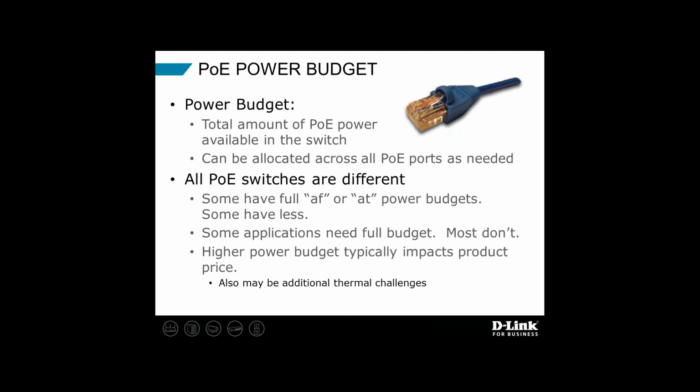Now, all PoE switches are different when it comes to power budget. Some of them actually have what would be called a full AF or full AT power budget, meaning full AF, which is 15 watts, meaning it could concurrently power 15 watts across all ports. AT, a full AT switch, would be 30 watts across all ports concurrently. A lot of PoE switches have less than that in their budget. Remember that all applications don't need a full budget.